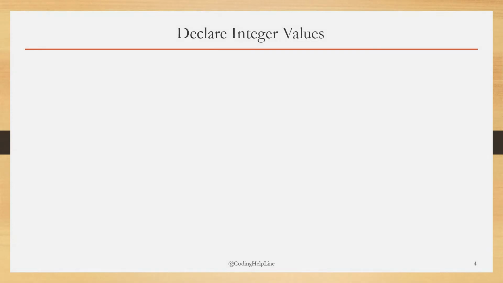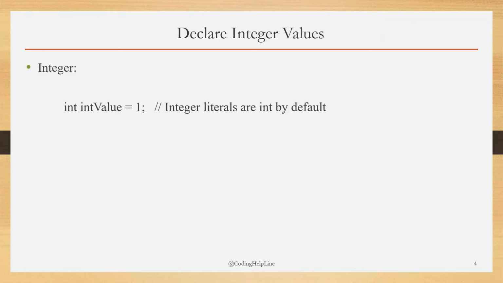Okay, declare integer values. Integer int value is equal to 1. Integer literals are int by default. By default, this value is integer. Byte value is equal to 2. When we assign an integer literal to a byte variable, it must fall within the range of byte data type, that is minus 128 to 127.